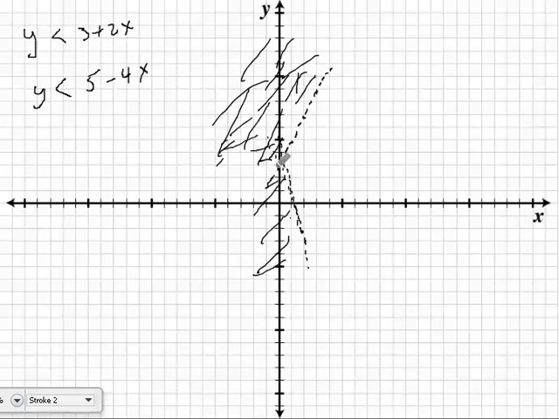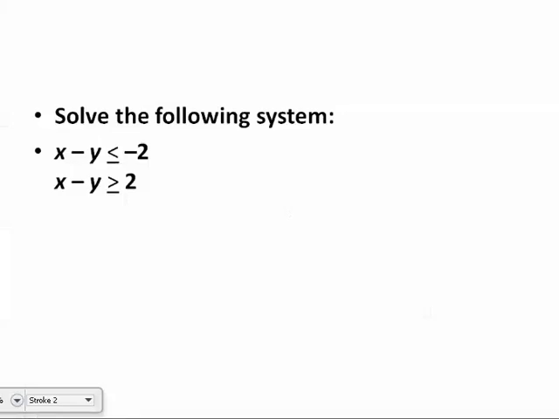And my actual answer is in this quadrant out here, isn't it? Because I've got this line going up like that, and I've got this line going down like that. So this area out here is going to be where my answer is. Anywhere out there. Okay? Hopefully you guys are seeing how that works.